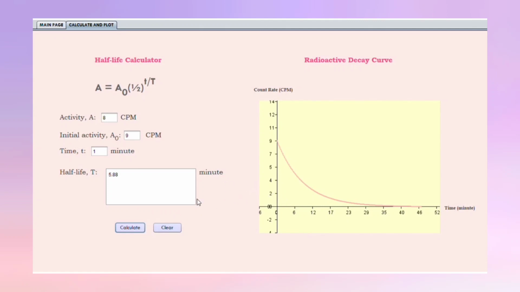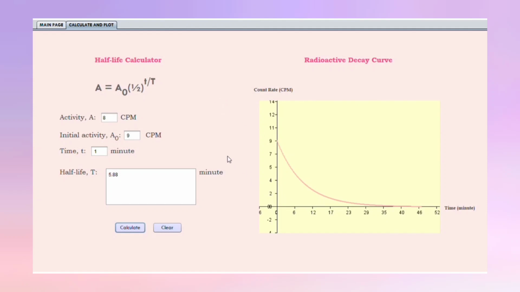What does this graph mean? It means when 9 is halved, which is 4.5, the half-life is 5.88 minutes. To confirm this, we may look at the half value of 4.5 as well, which is 2.25, and we should get a half-life value double the first half-life, which will be around 11.76 minutes, like this.